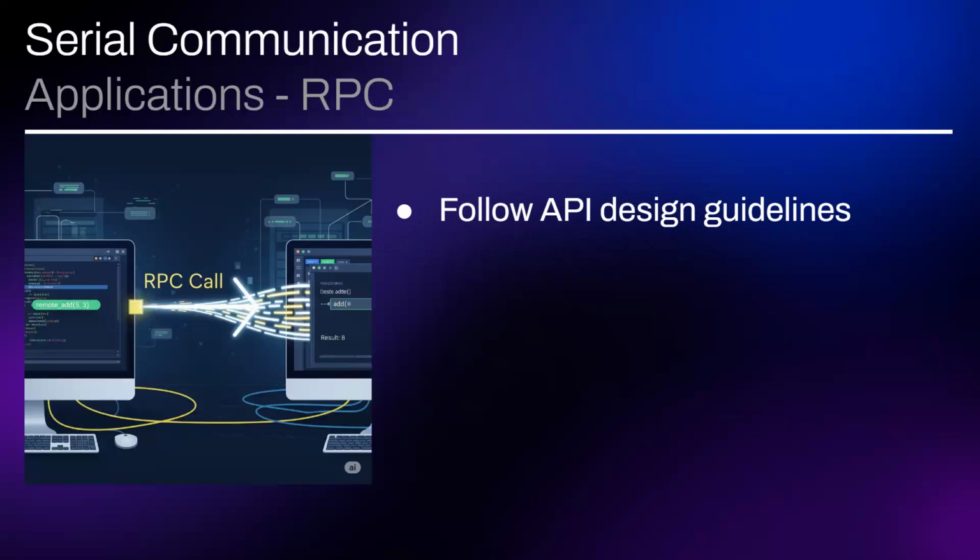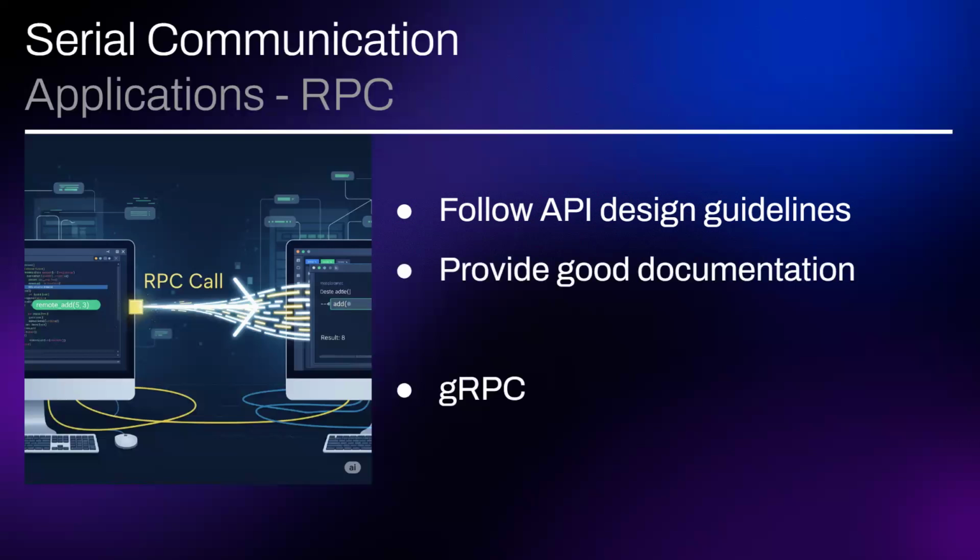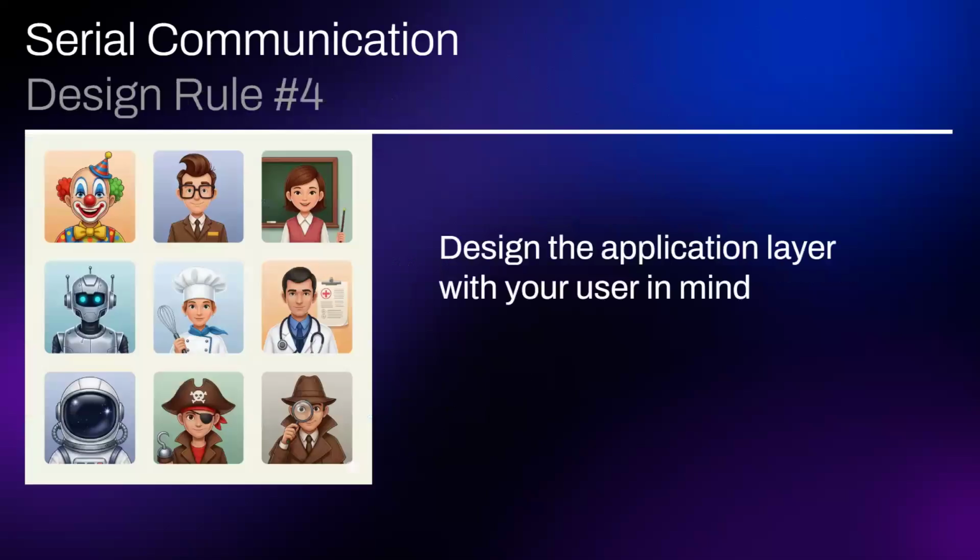So if you're designing your interaction as RPC, that's your application layer. Follow general API design guidelines, provide good documentation. Some tools that you can use with that are gRPC, an RPC layer that comes from Google again. They've designed a lot of really good tools. MQTT also operates at this level as a kind of transport, a high level framework for sending messages back and forth.